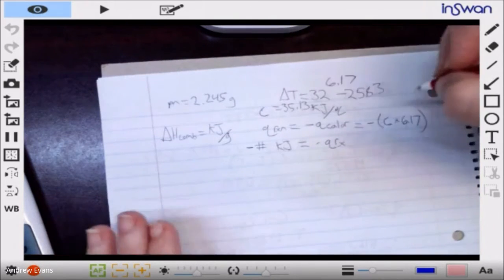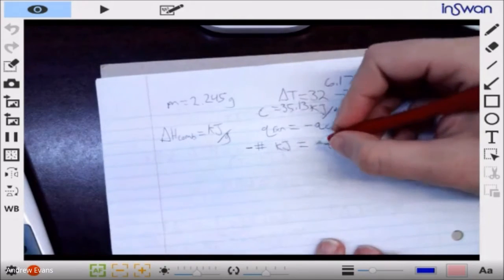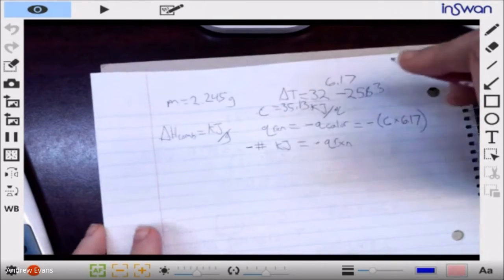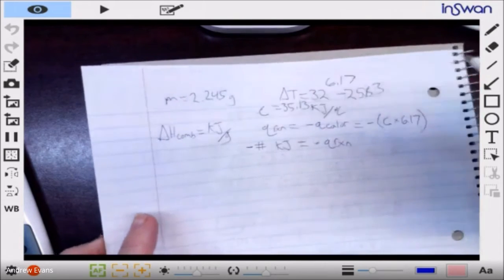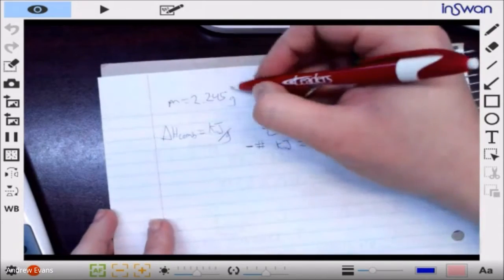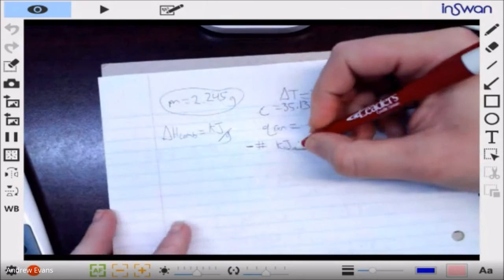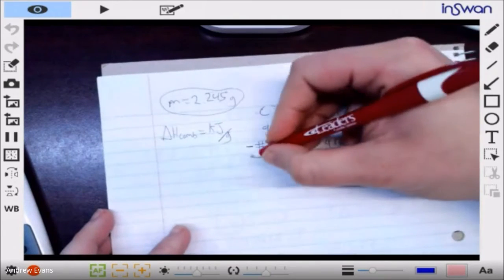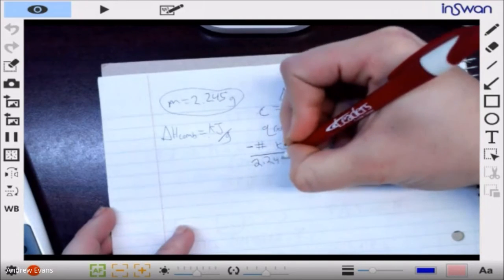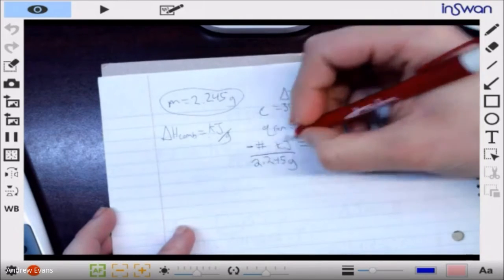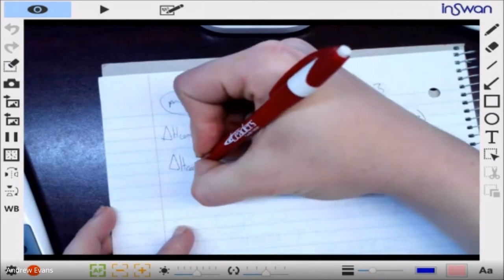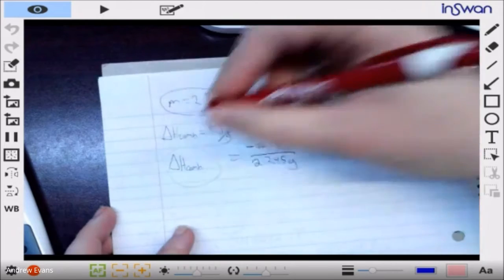Then finally, unlike the last one, where we had to calculate the moles of a known substance, now this is an unknown organic compound with this mass. So to get this answer, we're going to take whatever number we got here divided by our 2.245 grams. And that will give us the delta H of combustion. And that will give us our answer.